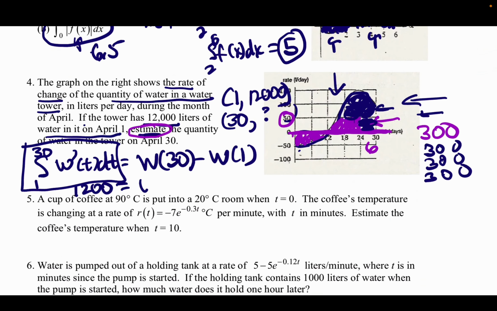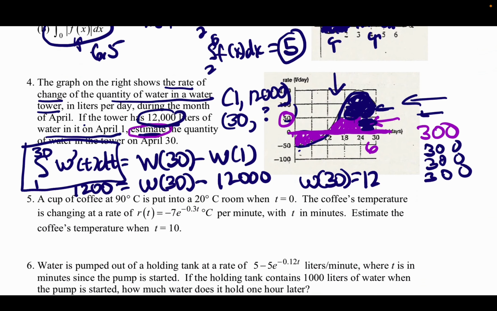Equals W of 30 minus W of 1, which it originally had 12,000 liters of water in the tower. So I estimate on April 30th, it'll have 12,000 plus 1,200, which would give me 13,200 liters of water in the tank. It should be 13,500, so I must have counted my squares wrong. This must be 1,500, so I must have missed one. Let's look at it.